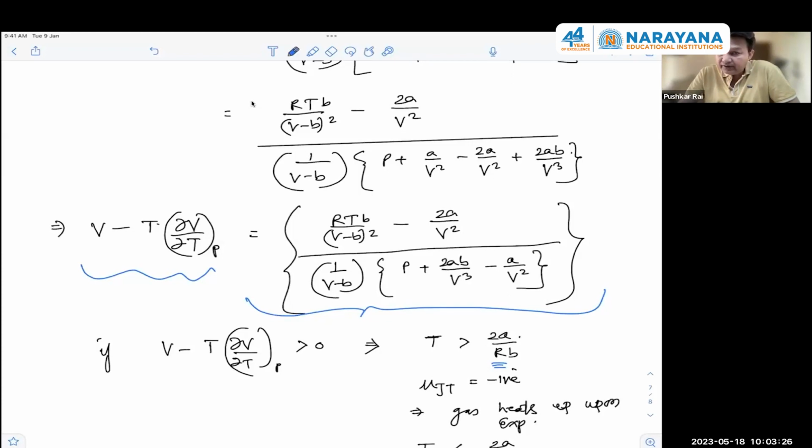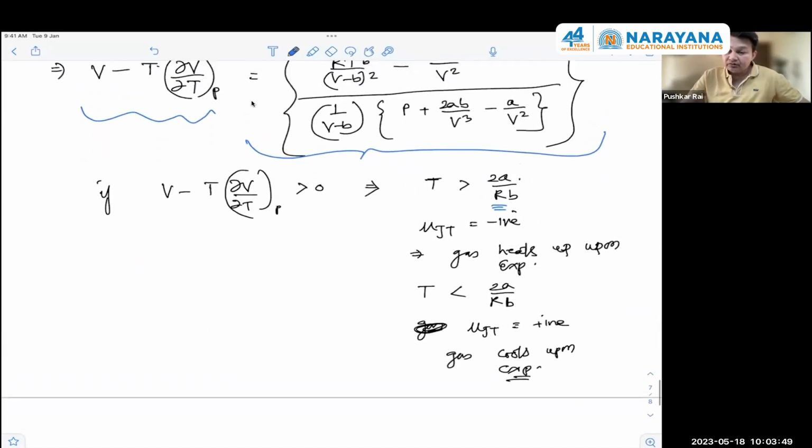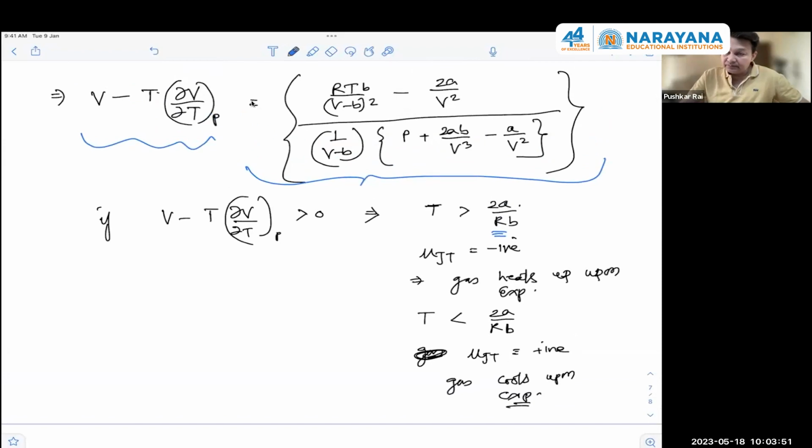So if RTb is more than 2a, that means the temperature is more than the inversion temperature. In that situation, mu JT will be negative, and the opposite will happen otherwise. If it is less, then mu JT is positive. And when it is positive, the gas will cool after expansion. So this is the mathematical description of it.